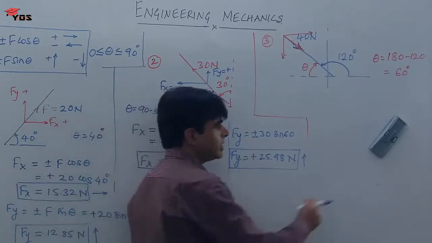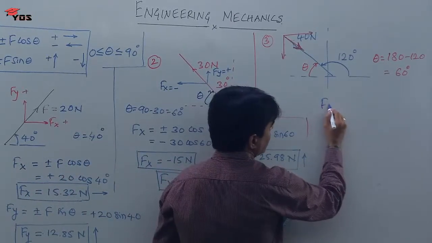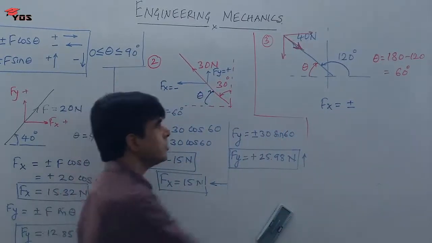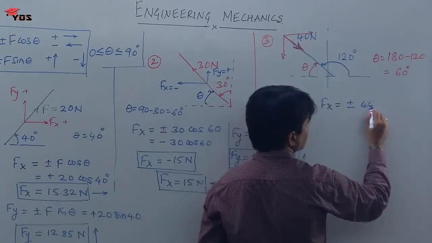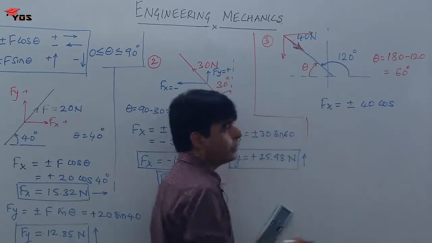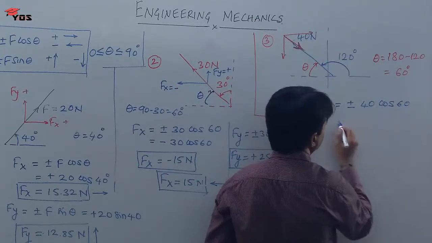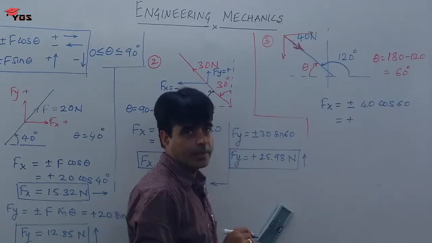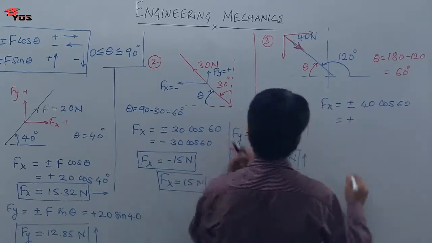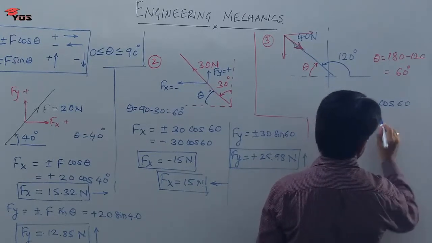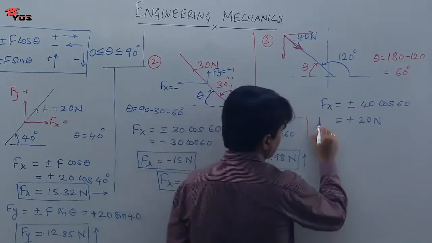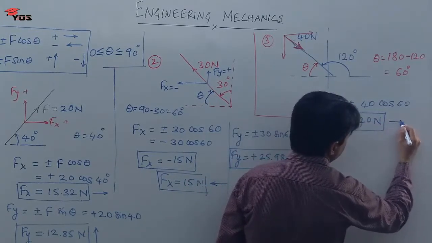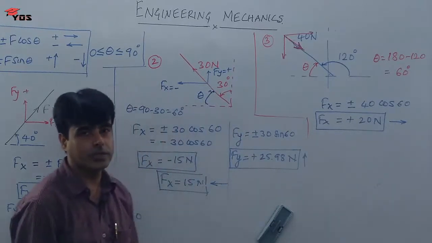So now the equation will remain the same to get the x component and y component. You know Fx is given by plus or minus F cos theta. What is F here? F is the given force, 40 cos of, you know, theta here is 60 degree. Now the force is acting towards the right, so it becomes positive. And 40 into cos 60, when you calculate, you get 20 Newton. So this will be the x component of force.